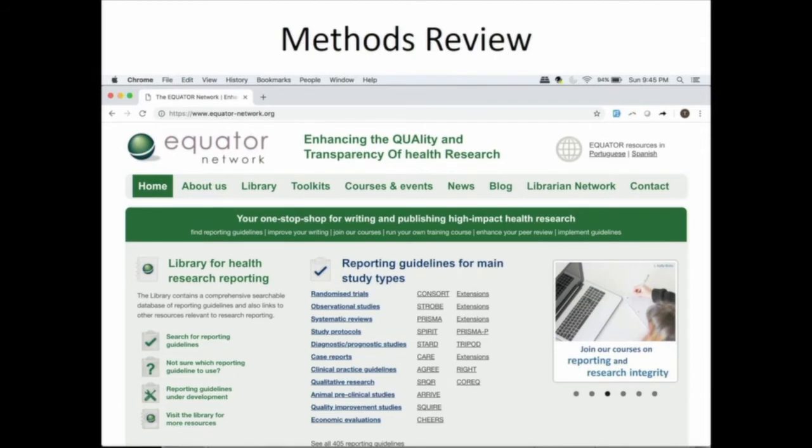If you're writing a clinical trial for the first time, you should look at the CONSORT to see what elements of the CONSORT need to be reported in your manuscript. If you're reviewing a clinical trial, you should look at the CONSORT to see what elements are there: randomization, blinding, bias, things like that. So the EQUATOR Network is a good place to go.